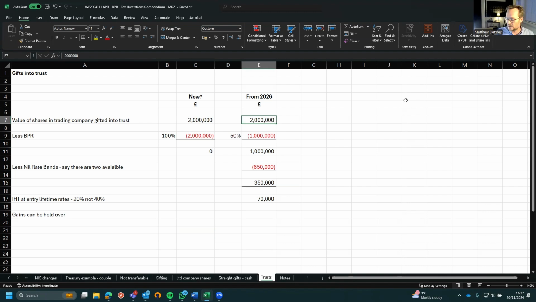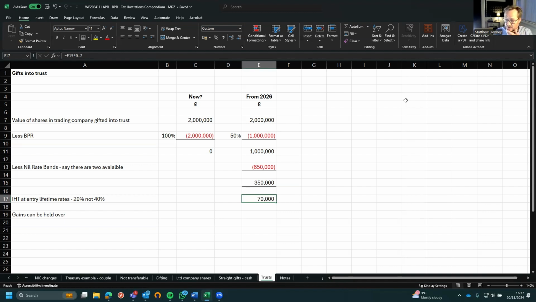Whereas from April 26, if you don't know how the 1 million allowance would work, let's just assume the £1 million allowance has been used. Relief would be 50%. I think, therefore, let's say it was a jointly settled trust, you would then usually have an entry charge. The entry charge is 20%.